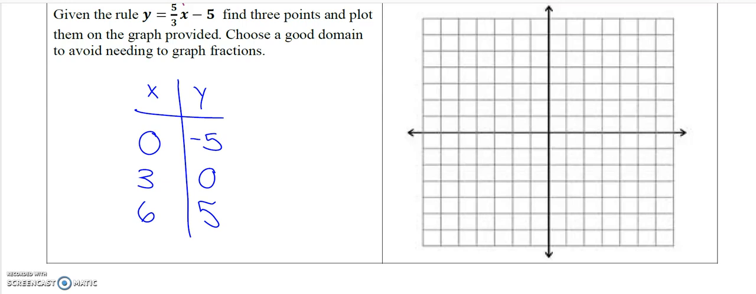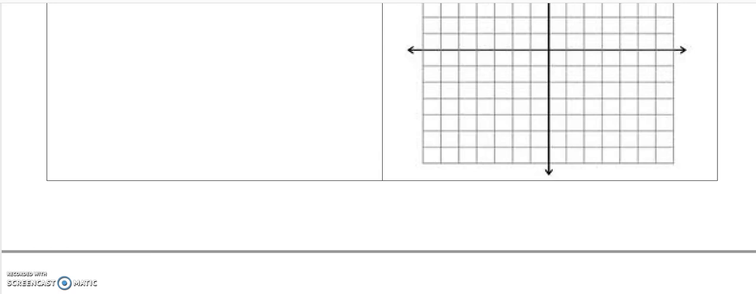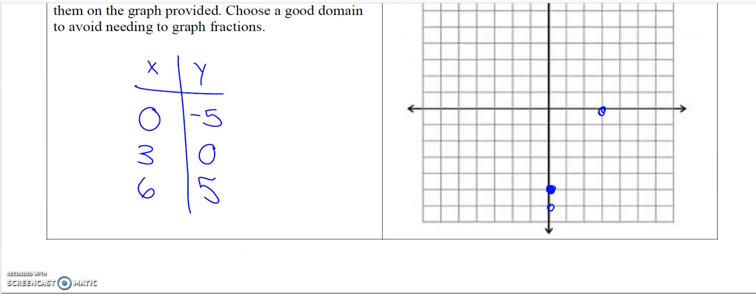These are the 3 points that we need to graph. You put them on the graph at their corresponding locations. And again, you have a straight line that fits together into what we call a linear function.